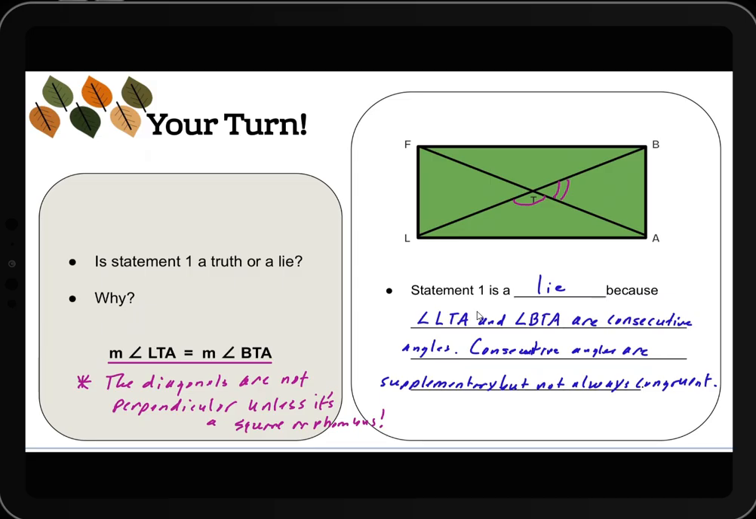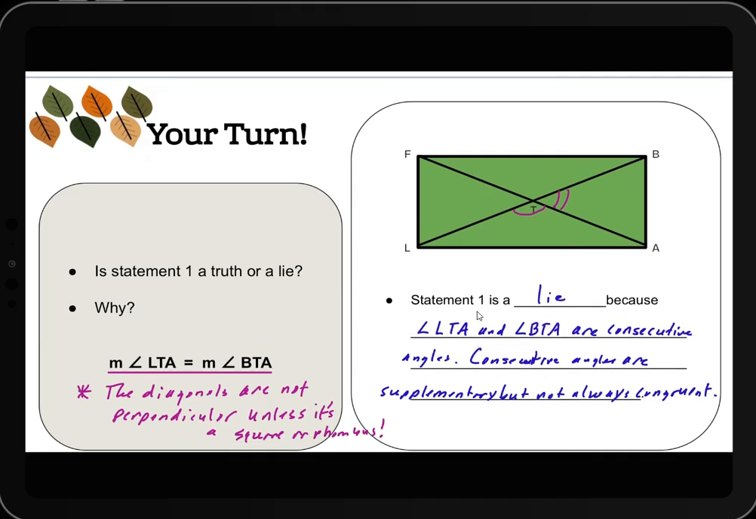And that is not what is given here. It's a rectangle. So all we can say is that, well, it's only the case that they could be congruent if the diagonals are perpendicular. That is not a property of a rectangle specifically, so we cannot say that those are equal angles. We can say that their sum is equal to 180, however.